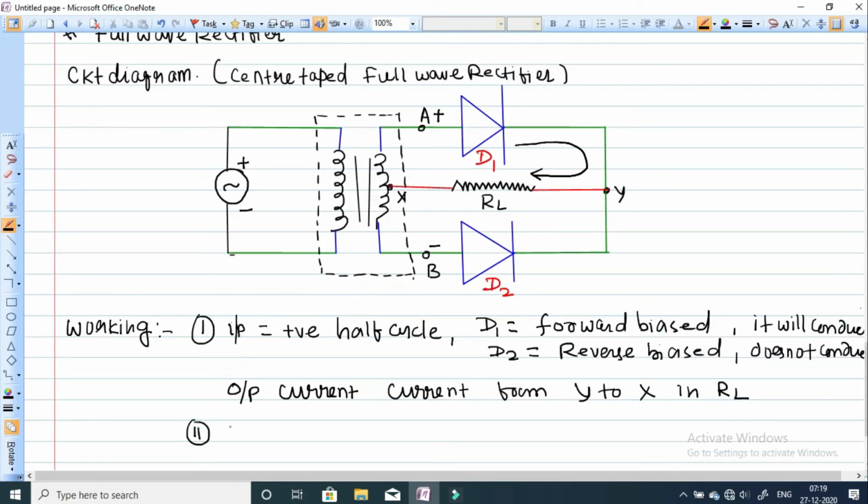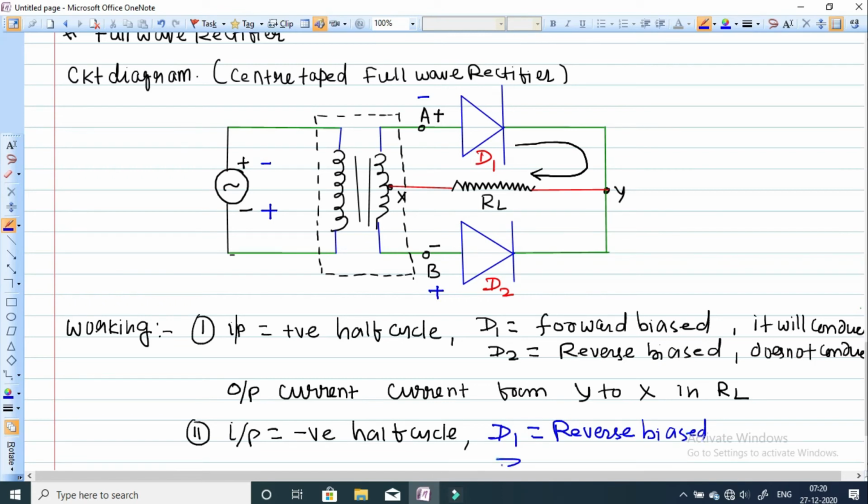Now when we are applying the input, it is the negative half cycle. The negative half cycle of input AC is applied. Then what will happen? When we are applying the negative half cycle, just look at the terminals. This terminal will become negative and this terminal will become positive. Similarly, terminal A will become negative, terminal B will become positive. Clearly you can see the diode D1 is now connected with the negative terminal. So the diode D1 will be reverse biased now, and D2 is now forward biased because it is connected with the positive terminal.